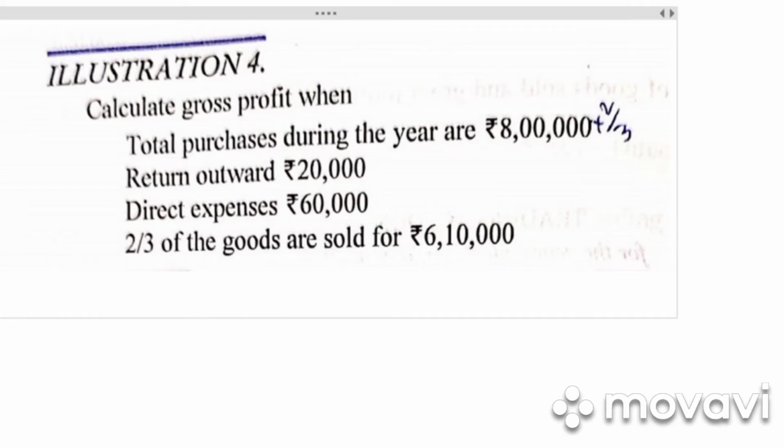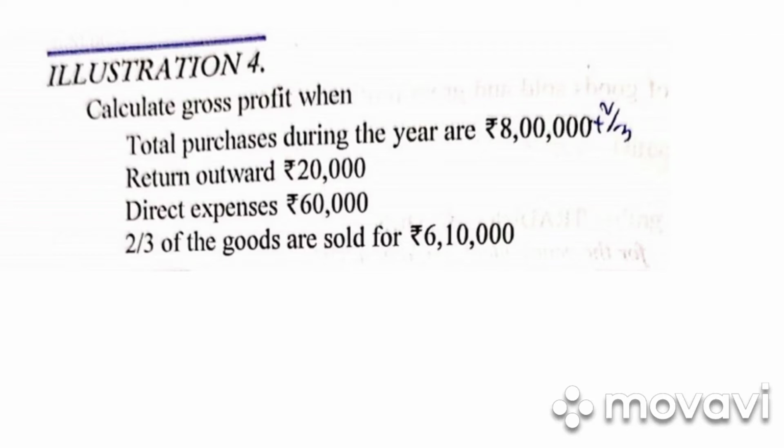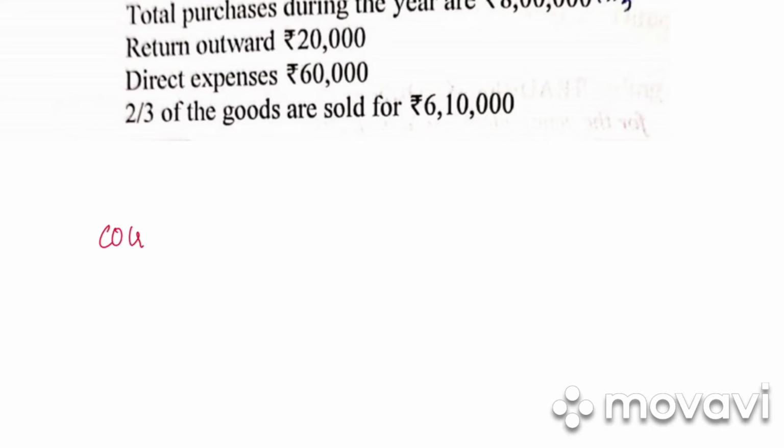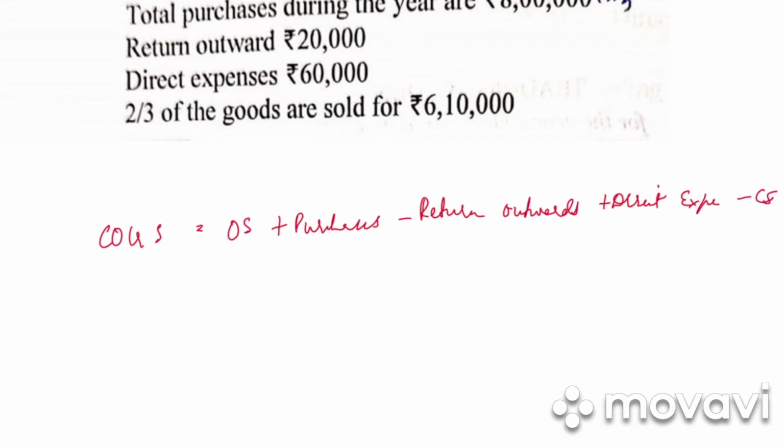Calculate gross profit. They have given us total purchases, return outward, direct expenses. 2/3 of the goods are sold for 6,10,000. So what is the formula? Cost of goods sold is equal to opening stock plus purchases minus return outwards plus direct expenses minus closing stock. Or instead of this you can write net purchases. So opening stock is not given, 0.